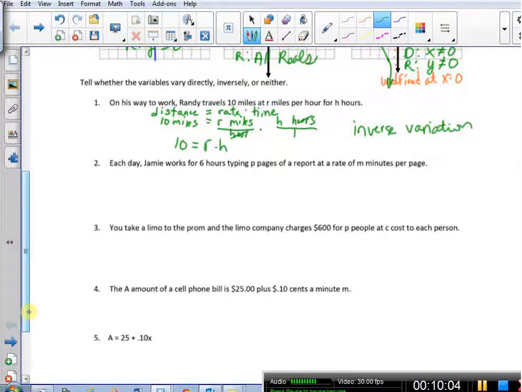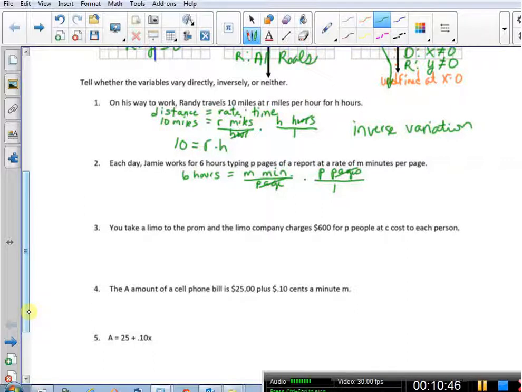Each day, Jamie works for 6 hours typing P pages of a report at a rate of m minutes per page. So we have a rate of m minutes per page, and it's kind of like distance equals rate times time, but it's going to be work equals the rate times time. So I'm going to do 6 hours equals the rate, m minutes per page, times P pages. So you see here how the pages are going to cancel. And then I have another problem.